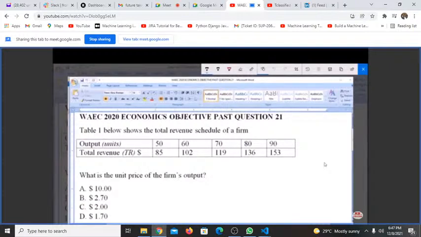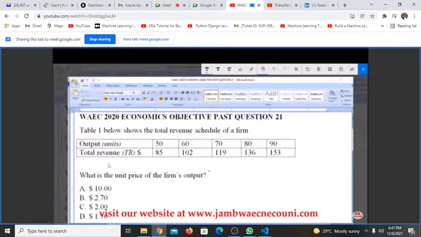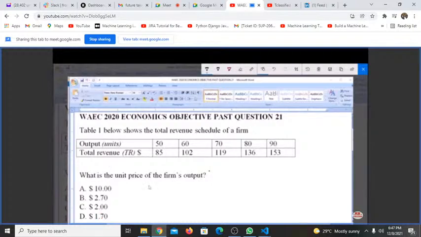Table 1 below shows the total revenue schedule of a firm. So you have the revenue schedule here with one column indicating output and the other total revenue. Now, what is the unit price of the firm's output? A, $10, B, $2.7, C, $2, D, $1.70.